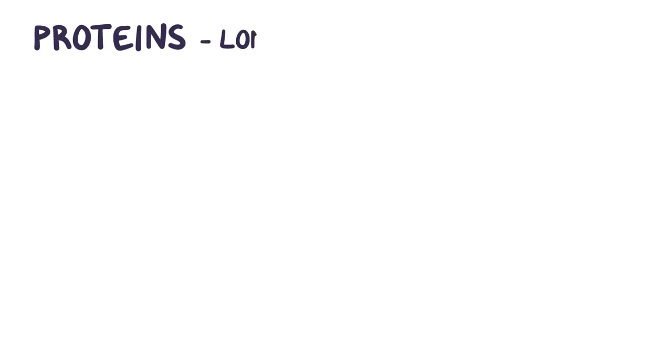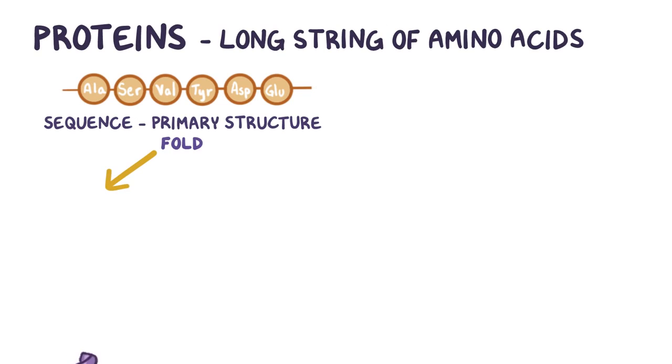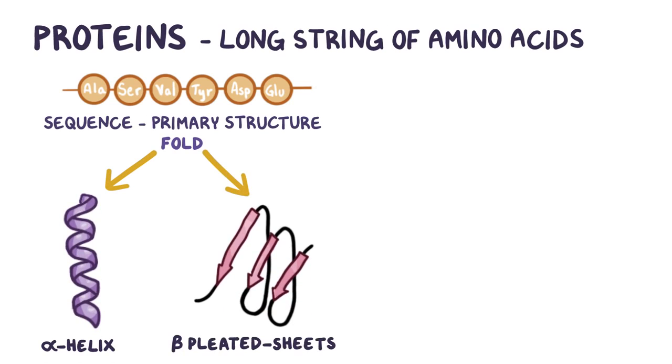First, let's review just a tiny bit. Proteins are made up of a long string of amino acids, and the exact sequence of these amino acids is called the primary structure. These long chains of amino acids can fold to form different shapes, like an alpha helix, which is a right-handed coiled strand, and a beta-pleated sheet, which is when the chain folds so that the segments line up alongside each other. Each protein can contain multiple alpha helices or beta-pleated sheets.